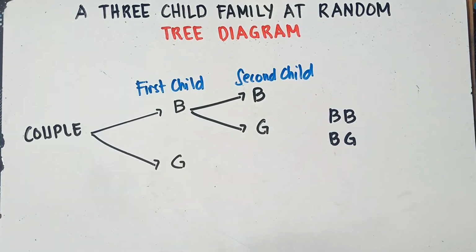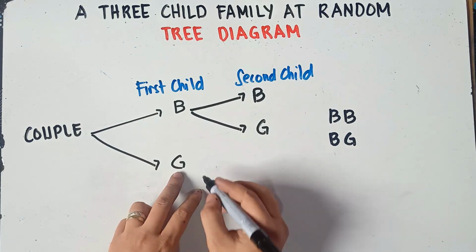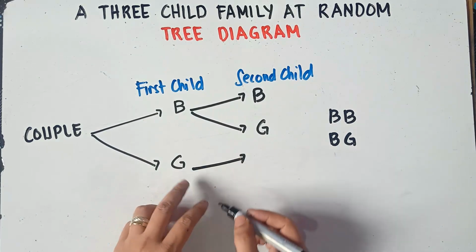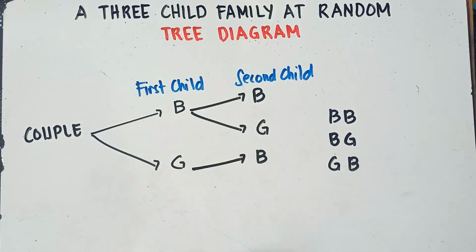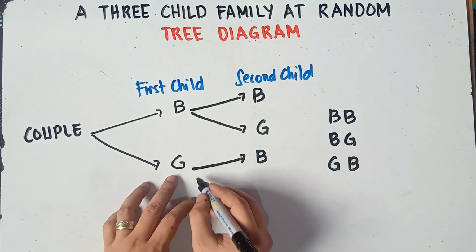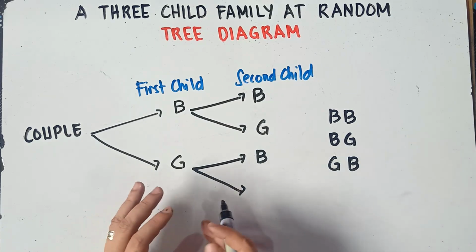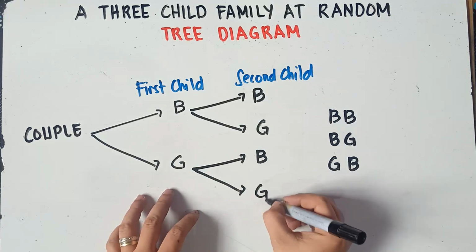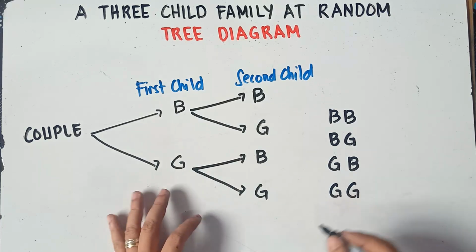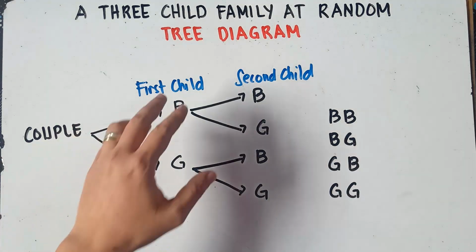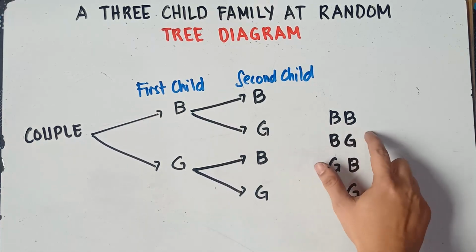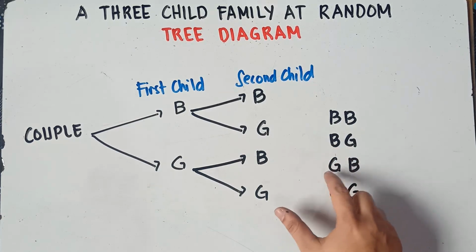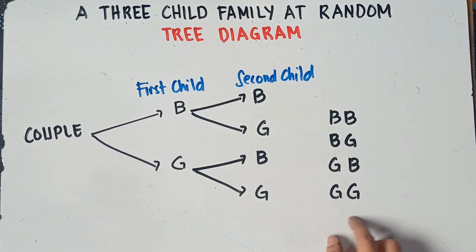Now, if your first child is a girl, it is also possible that the second child could be a boy. So you have girl and then boy. If your first child is a girl, it is also possible that your second child could also be a girl. So you have 2 girls. So therefore, class, for a 2-child family at random, these are the possible outcomes: all boys, boy-girl, girl-boy, and then all girls.